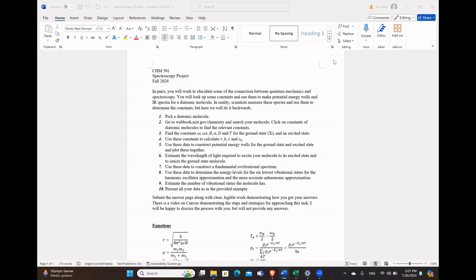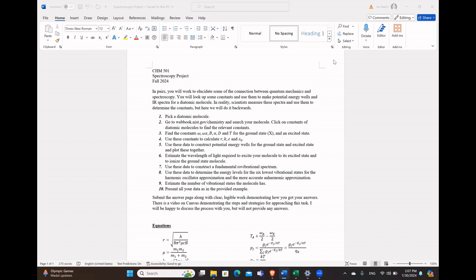In reality, chemists have measured spectra. So you take a molecule, you measure it, and you use that to get the fundamental constants of the molecule. We're going to do that backwards since we don't have a lab in this class. So we're going to look up the fundamental constants of a molecule and use that to get an idea of what the spectra should be. And if we were to take the spectra in lab, we get basically the same thing.